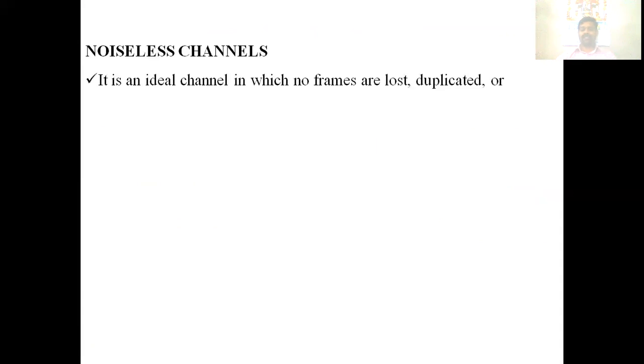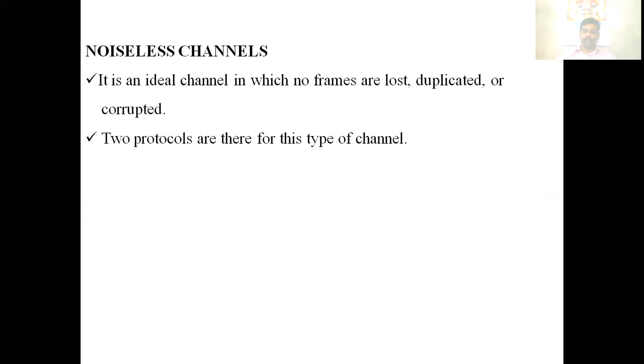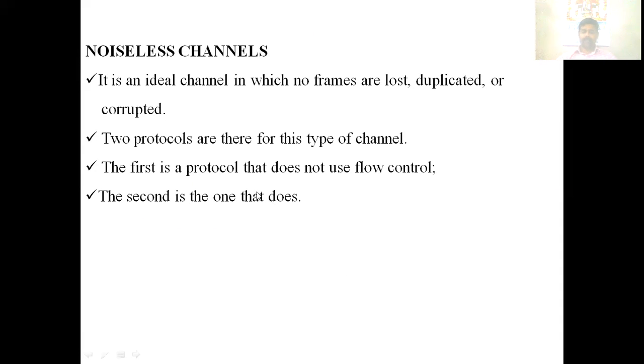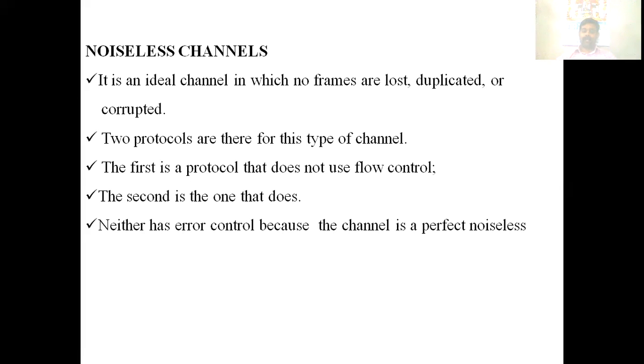First we are going to see the noiseless channel, which is an ideal channel in which no frames are lost, duplicated or corrupted. Two protocols are used for it. The first is not using any flow control, and the second is using flow control. The first one is the simplest protocol and the second is the stop and wait protocol. But both of these do not have error control.